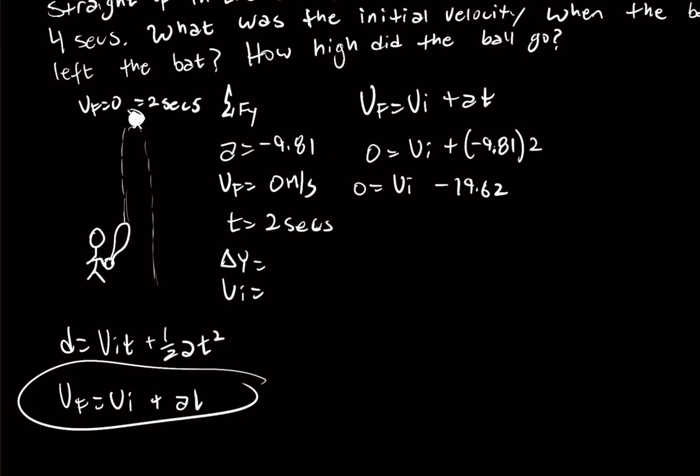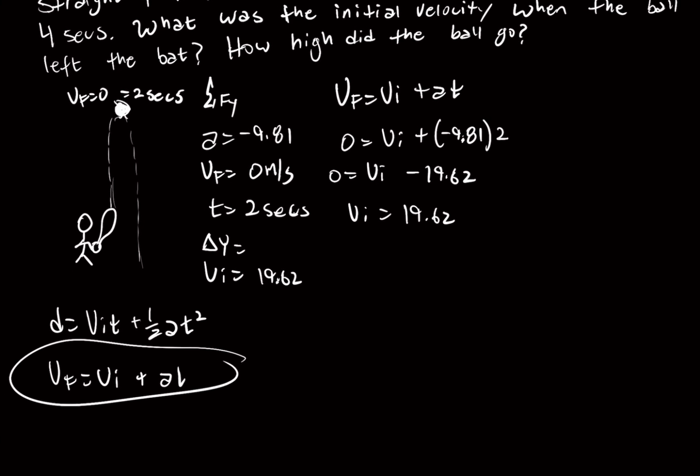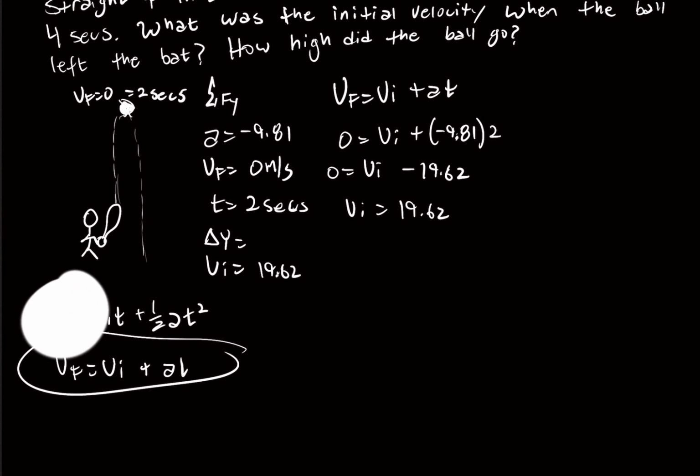We want to get initial velocity by itself, so we'll add 19.62 to both sides. So that's our initial velocity, 19.62 meters per second when the ball leaves the bat, and we could use that to solve for displacement.